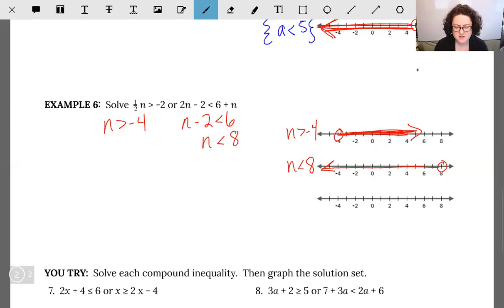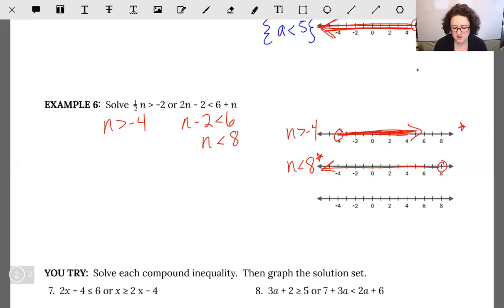Well, wait a second. If this is an or, I don't care just about the overlap. But if I consider, let's see, I could use a positive 8, positive 9. Everything out past this way is still going to be bigger than the negative 4. And everything out past this way, like a negative 9 or negative 10 or what have you, is going to work for our second inequality. So we need all the info that works for either the first one or the second one.